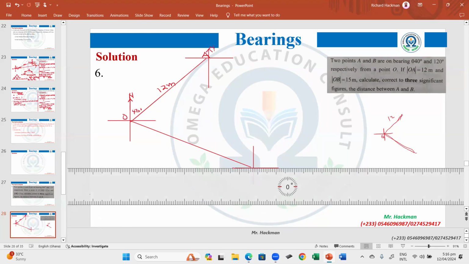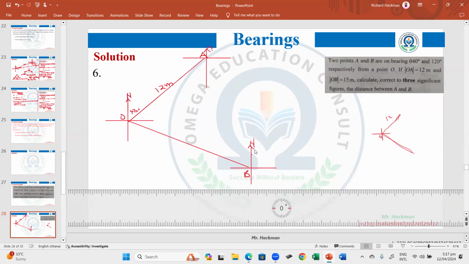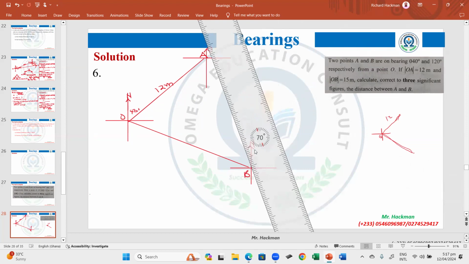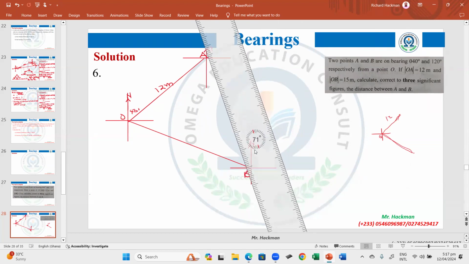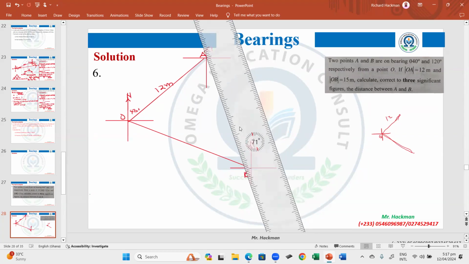Okay, so this is what we have. I am going to do this. Let me see. Okay, so this will be your north, and this will be your point B. So you join A and B. I'm going to join A and B. I didn't indicate my distance, I will come and indicate. Don't worry. I'm going to join A and B, and I will get this picture.